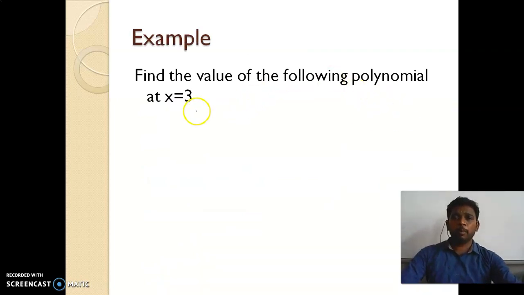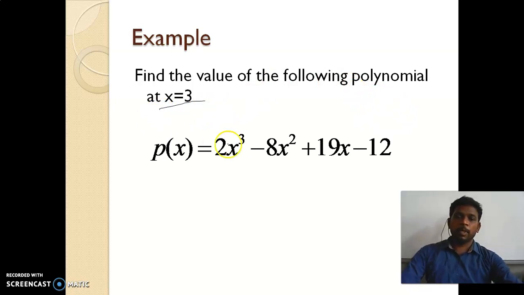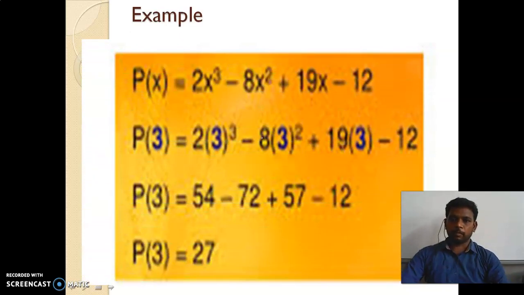Find the value of the following polynomial at x equal to 3. So what is the given polynomial? p of x equals 2x cube minus 8x square plus 19x minus 12. That is the given polynomial, and we are going to find the value of the given polynomial at x equal to 3. That means we are going to substitute x equal to 3 directly instead of x. Okay. So look at the solution now.